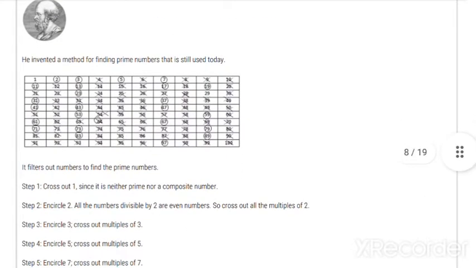Now, look on the screen, write all the numbers from 1 to 100. Suppose you have to find out the prime numbers between 1 to 100. So, first write all the numbers from 1 to 100 and step 1, cross out 1 because it is neither prime nor composite number.